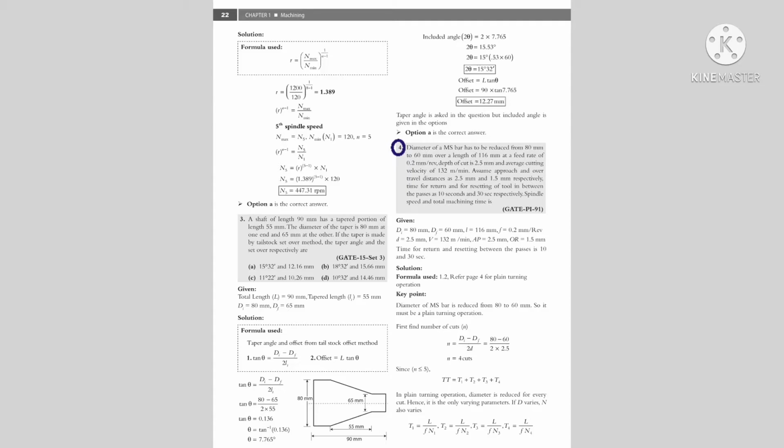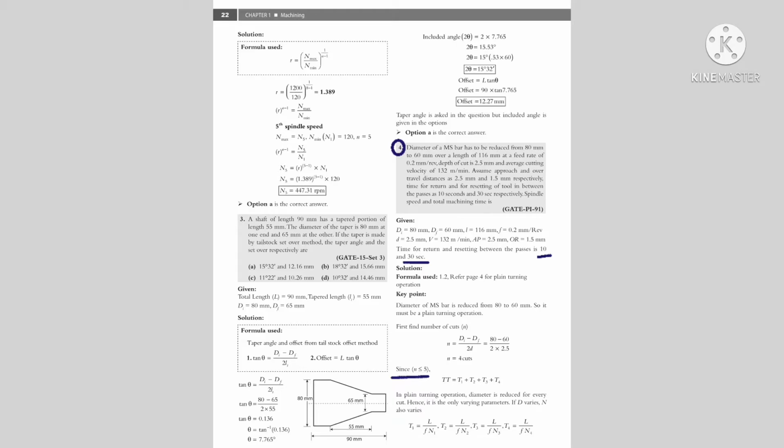They have also mentioned the time for return and resetting the tool between the passes as 10 and 30 seconds. They have asked us to find the spindle speed and total machining time. In plain turning operation, depending upon the number of cuts, the total machining time also varies. So first we have to find the number of cuts by substituting the DI, DF and the depth of cut. Finally we get the number of cuts as 4.